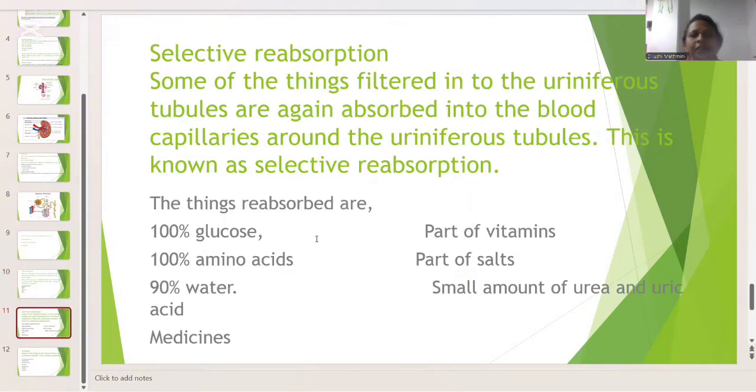Then we can see what things are reabsorbed. They are 100% glucose, 100% amino acids, 90% water, medicines, part of vitamins, part of salts, and a small amount of urea and uric acid.